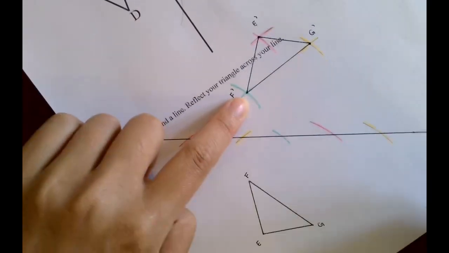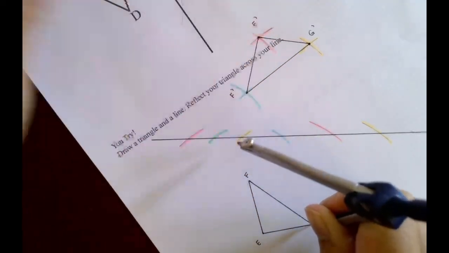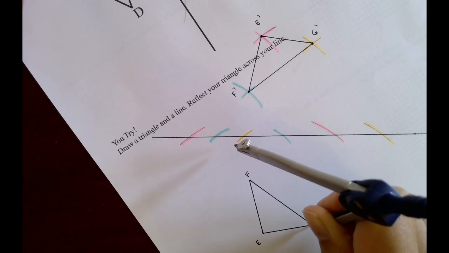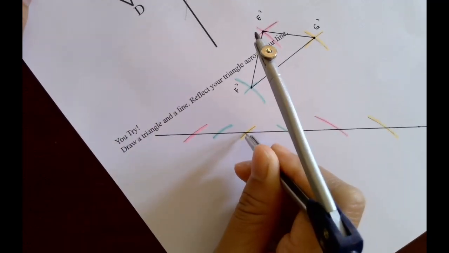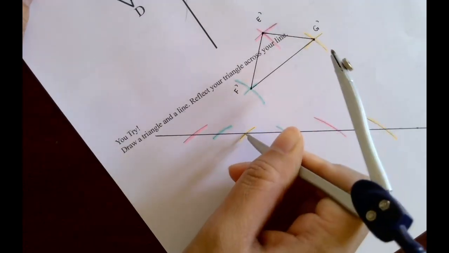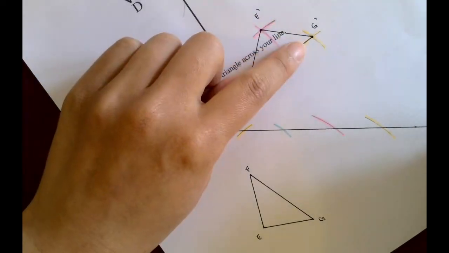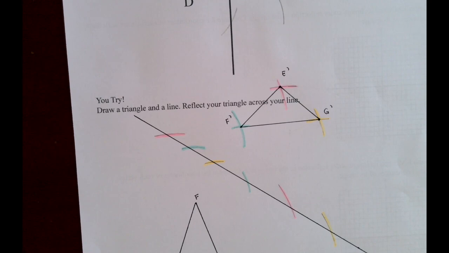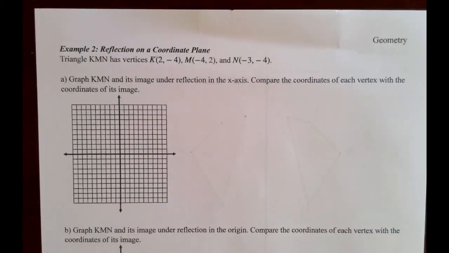Okay? And then same thing for my last point here, opened my compass to any length as long as it crossed my line of reflection twice, mark, mark, then went to those intersections, leaving my compass the same. I did two more arcs. And then where those two new arcs intersected, that was my third point. And there you go. Okay, so this is how you do it when it's not on a coordinate plane. Our next example is going to look at it when it is on the coordinate plane.